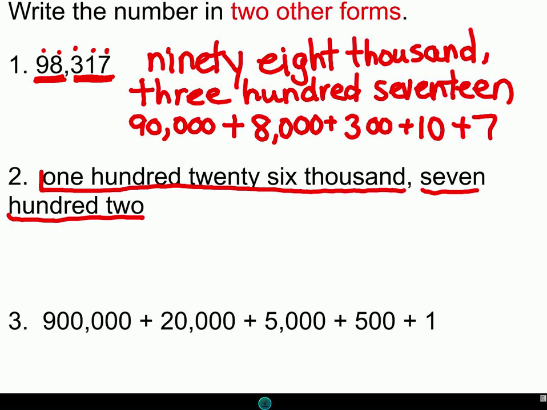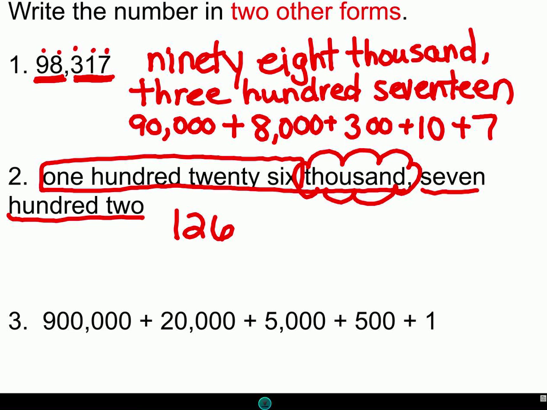So here it says 126. The word thousand stands for the comma. So it's 126,000, 702. And be careful, I had to put a 0 in the tens place because there weren't any tens. It's 702, right? So remember, there's always 3 digits after a comma. So please check your work on that. So this is standard form.